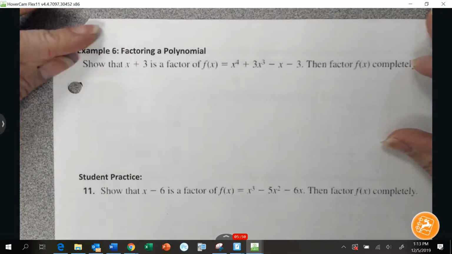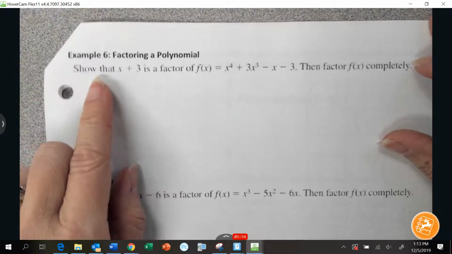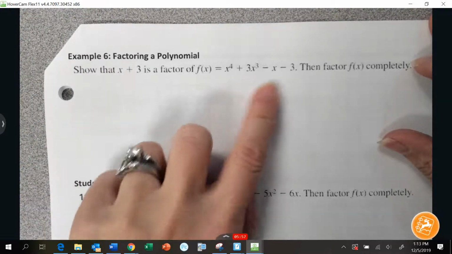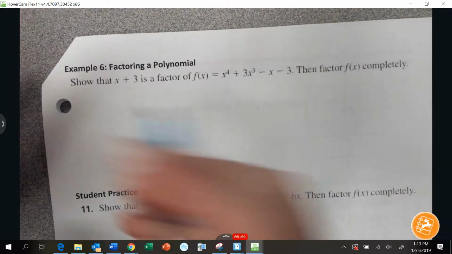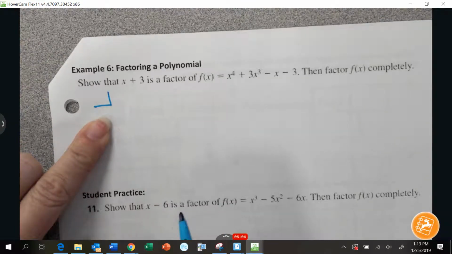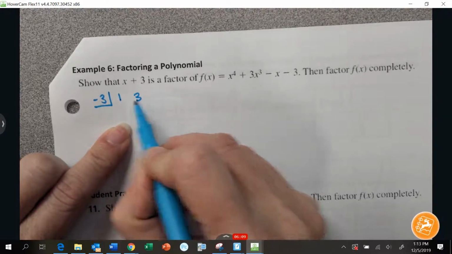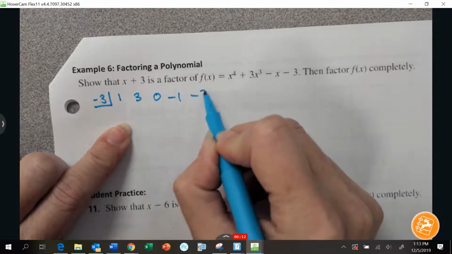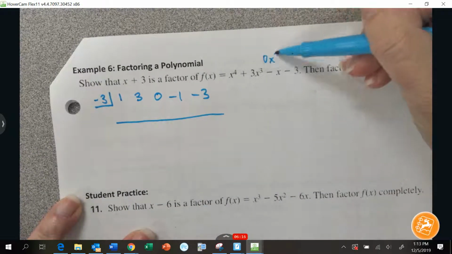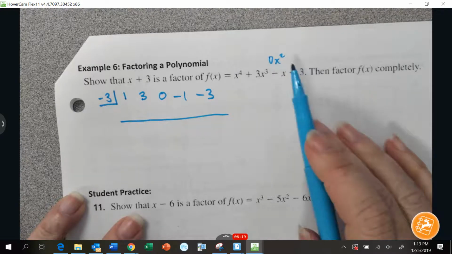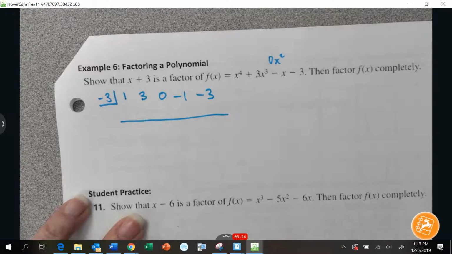Example 6, factoring a polynomial. So this is show that x plus 3 is a factor, then factor f of x completely. So we're going to start out the same way. What's going to go in this box? Negative 3. So we'll have 1, 3, 0, negative 1, negative 3. Why did I need a 0? Right, there's no x squared here. That would be the most common mistake people make, is not actually doing it themselves and never remembering that rule.